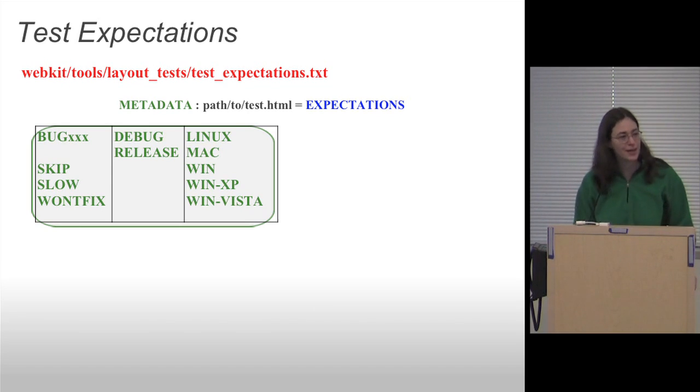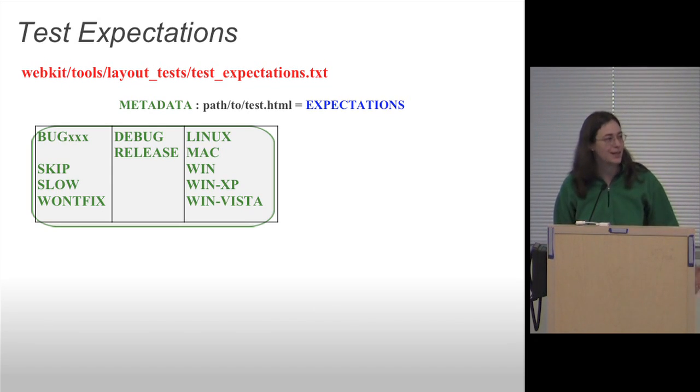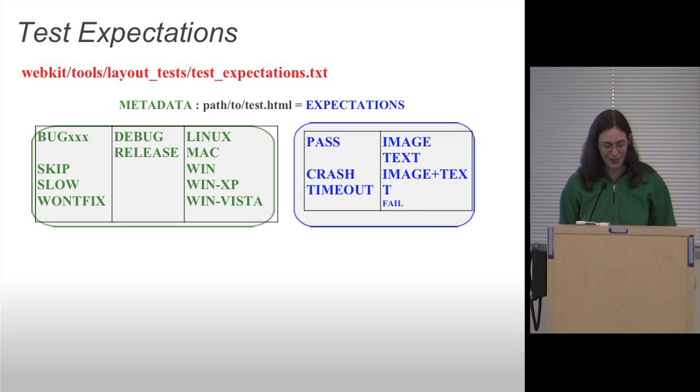So metadata might be a bug number. In fact, every test has to have a bug number that describes more about why that test is failing. It could be skip, meaning we don't run the test, slow, marking it as slow, won't fix, debug or release if it only happens in one of those modes, and an optional list of platforms that the test fails on. The expectations might be crash or timeout, image or text saying that it mismatches on the expected image or the expected text, image and text if both.